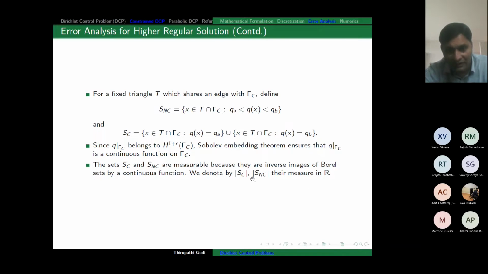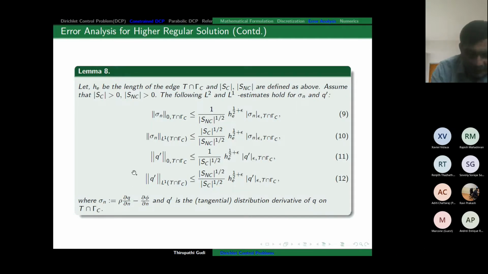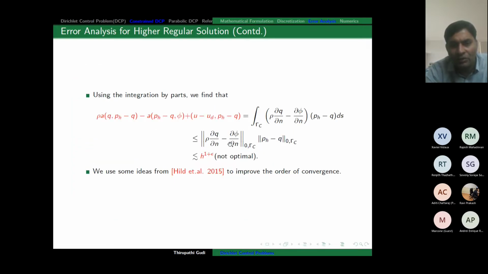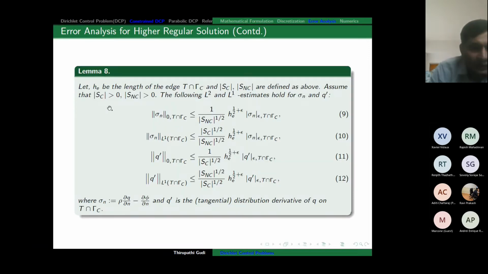By this modulus we can then prove, basically the idea is that we are not exploiting anything here. We are just using that this has epsilon derivative. That we need to exploit basically. So the following lemma is very useful in our analysis. Let He be the length of the edge T intersection gamma. So you have a triangle which is in contact with the boundary portion in the control region. And these are all the measures of SC and SNC.